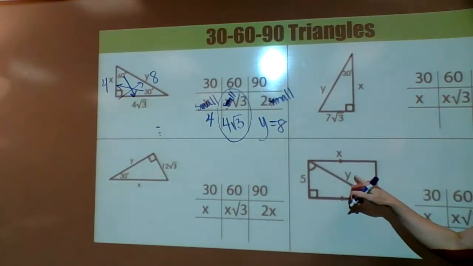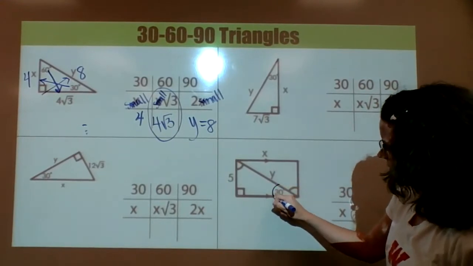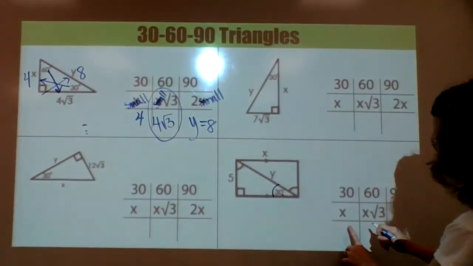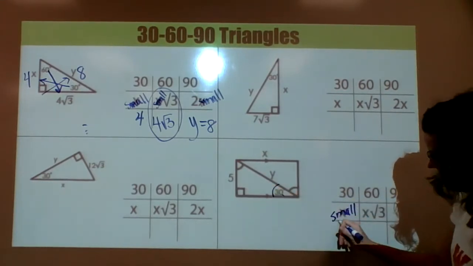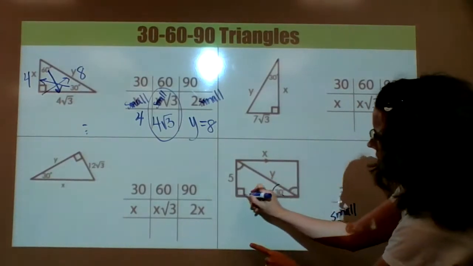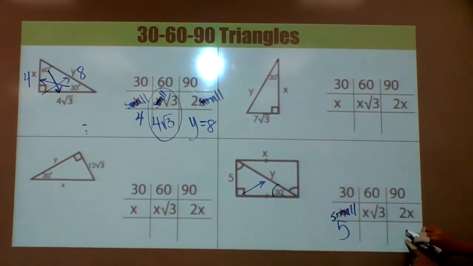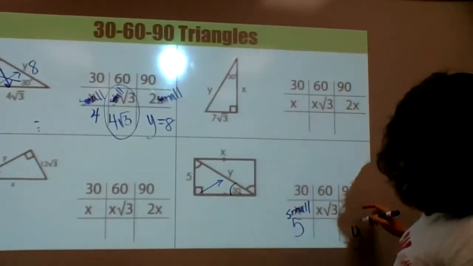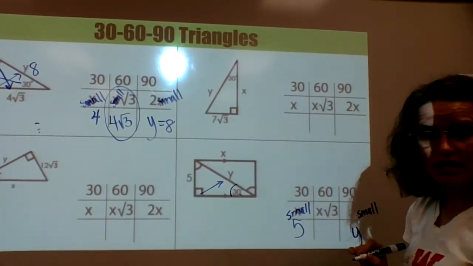I need to find this x and this y. And so I'm given that this 30-degree angle is opposite a side of 5. So my small angle is opposite the 5. This y is opposite my 90-degree angle, so it's my hypotenuse. This is y. And it equals 2 times my small guy, just like I've always been talking about.